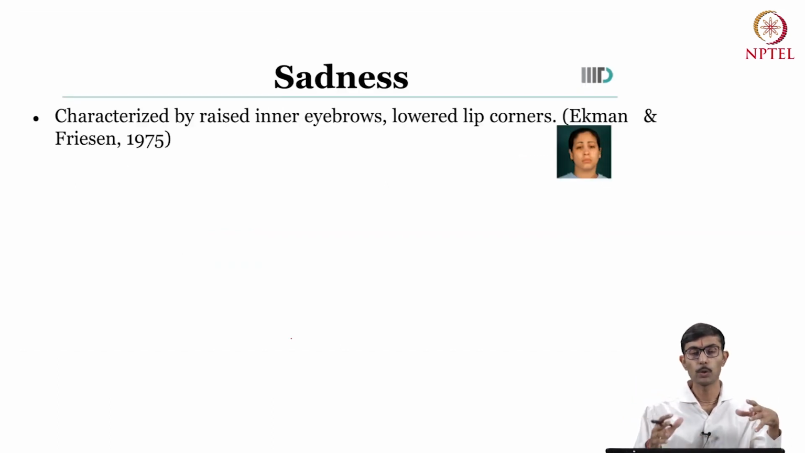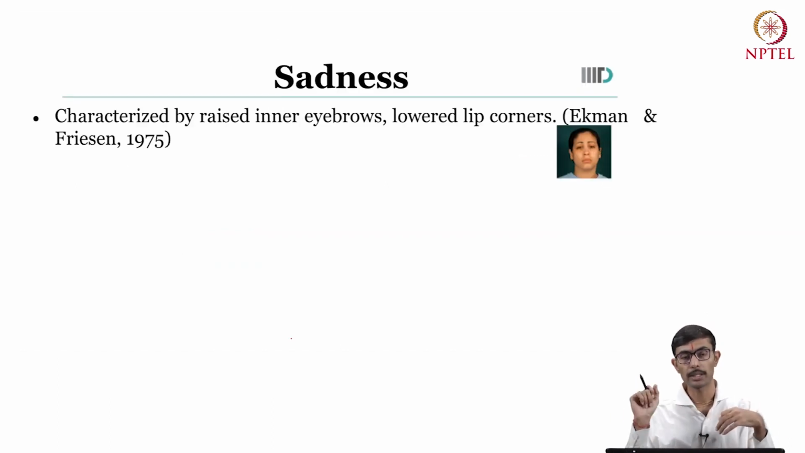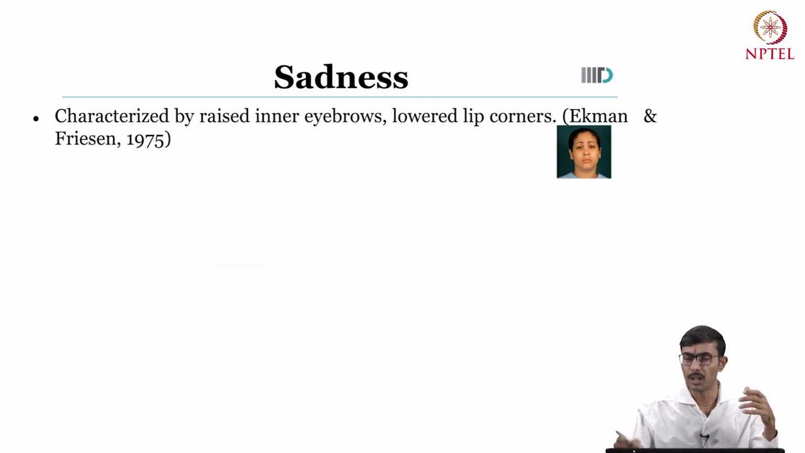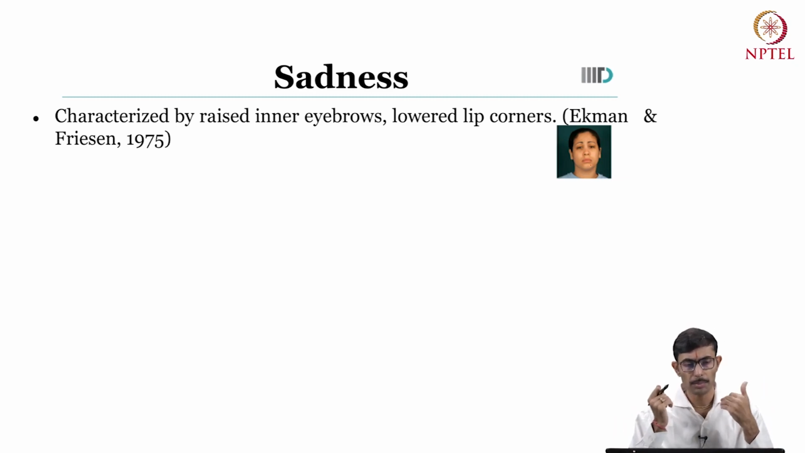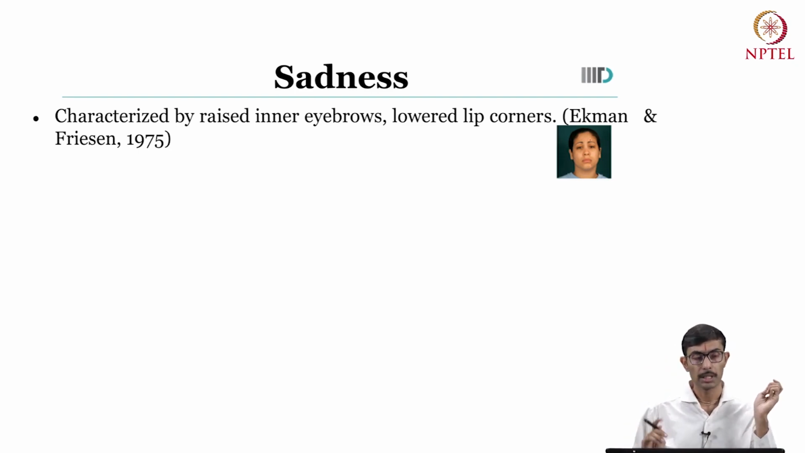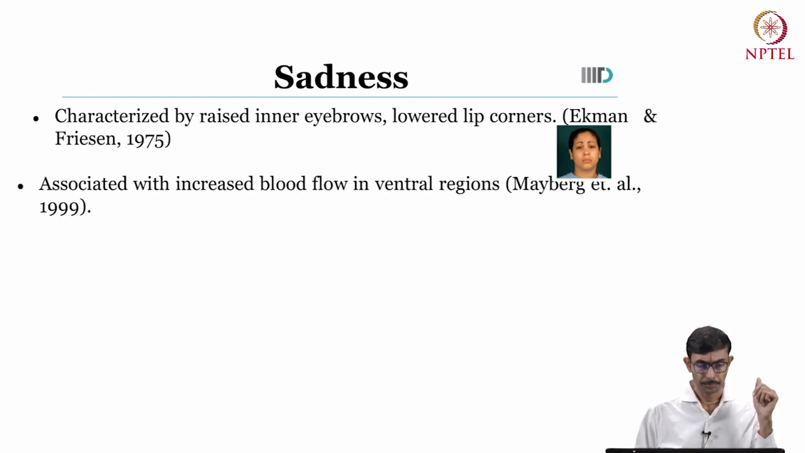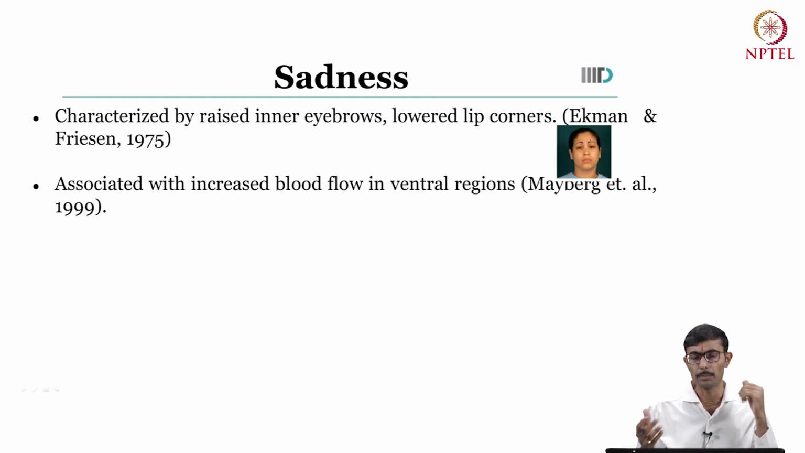Perfect. So now having looked at the disgust, let us look at the sadness emotion. Now in the case of the sadness emotion, as you can see here, this is broadly characterized by the lowered lip corners, for example, and then the raised inner eyebrows, right? I hope that you can look into the image here broadly. And then if you look at the cardiovascular activity, it is associated with increased blood flow, right?